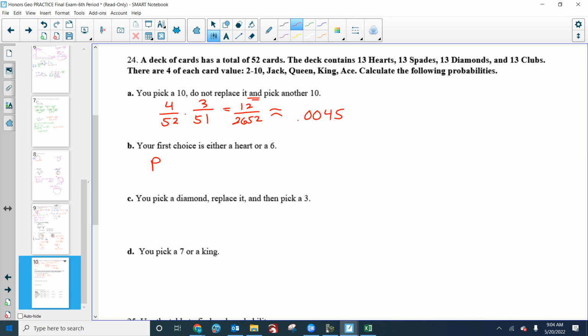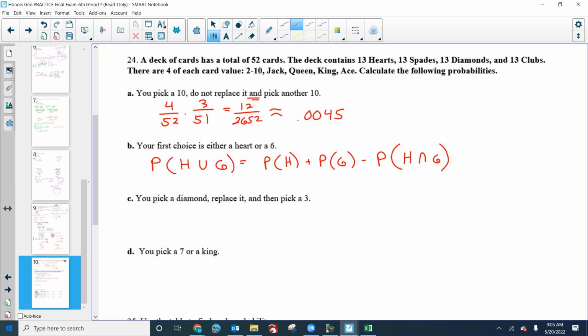All right, what's the probability of a heart or a 6? When we read "or" in probability, what should we be thinking of? Good. P of H plus P of 6 minus P of H and 6. This was the example from before, right? You might have counted some things twice, so you have to subtract off the overlap.